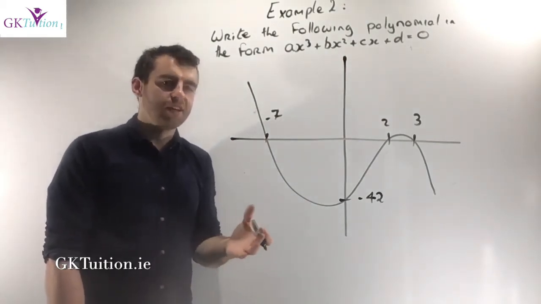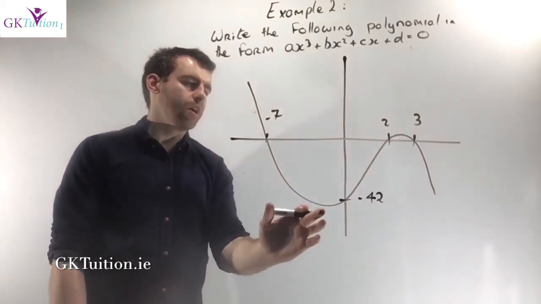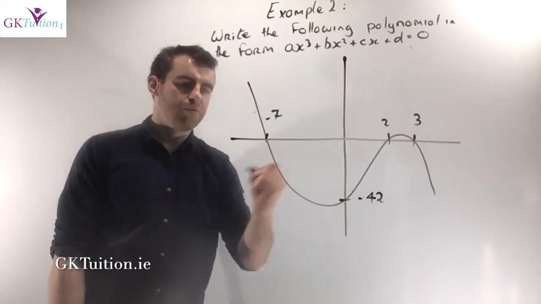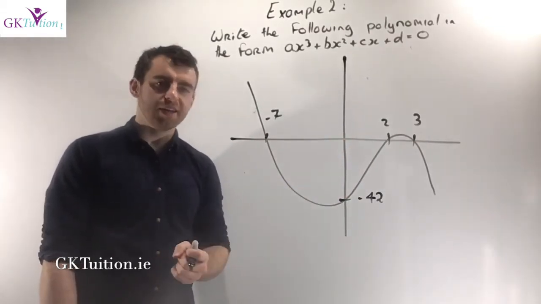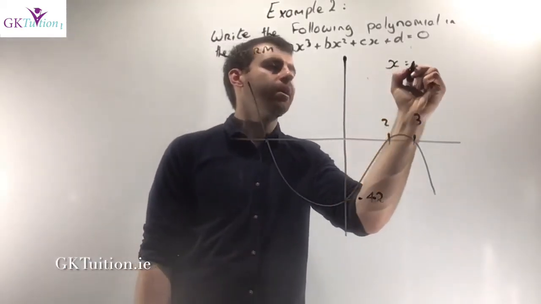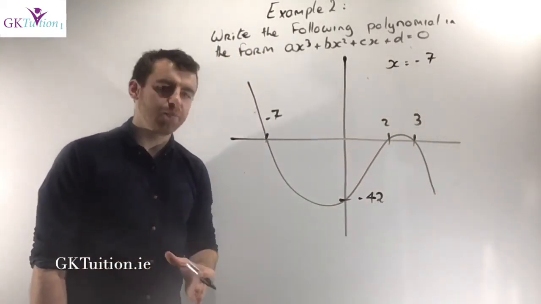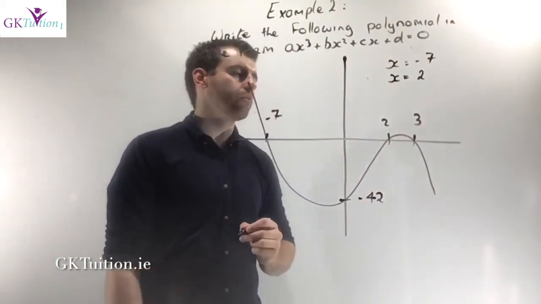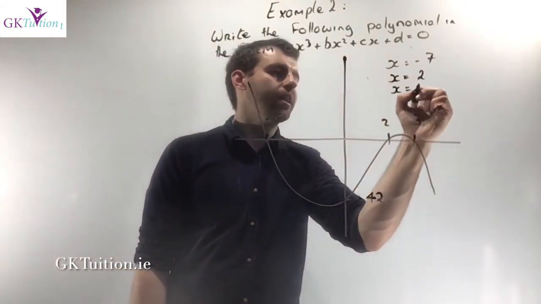First of all, it's obviously a cubic equation because there's two turning points. If there's two turning points, it must be an x to the power of 3. Also, it has exactly 3 roots, so it must be an x to the power of 3. From this diagram, I can identify the roots. The first point where it crosses the x-axis has been marked as minus 7. So one of the roots is x equals minus 7. The second point where it crosses the x-axis is 2. So I know that x equals 2 is also a root. The third point where it crosses the x-axis is at 3, so I know that x equals 3 is a root.